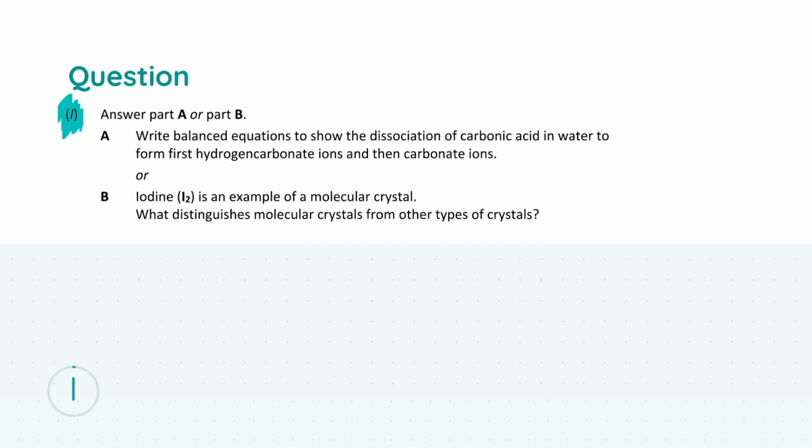With regards to part A, we are asked to write balanced equations to show the dissociation of carbonic acid in water to form first hydrogen carbonate ions and then carbonate ions. So this is going to be a series of balanced equations that we need to write out, showing this dissociation in order to get our full marks. Having a quick glance over part B, we're asked about iodine and how it's an example of a molecular crystal, and we're asked a little bit more about crystals, but we will have a look at that one when we're finished part A.